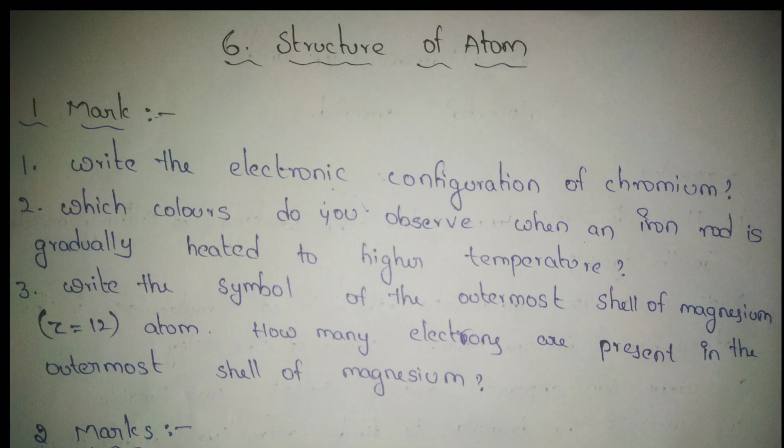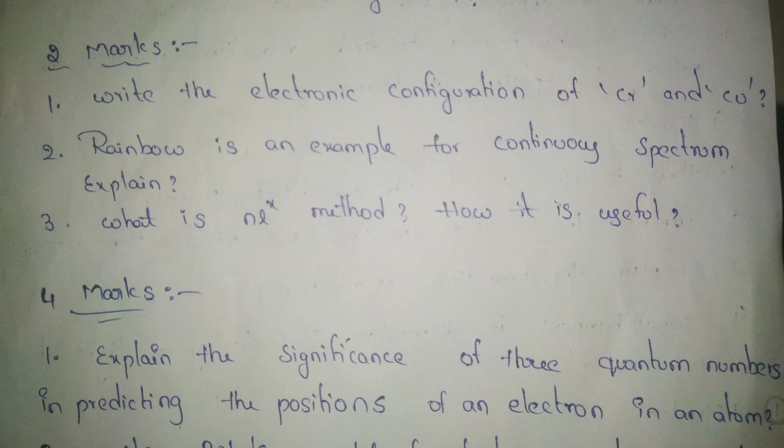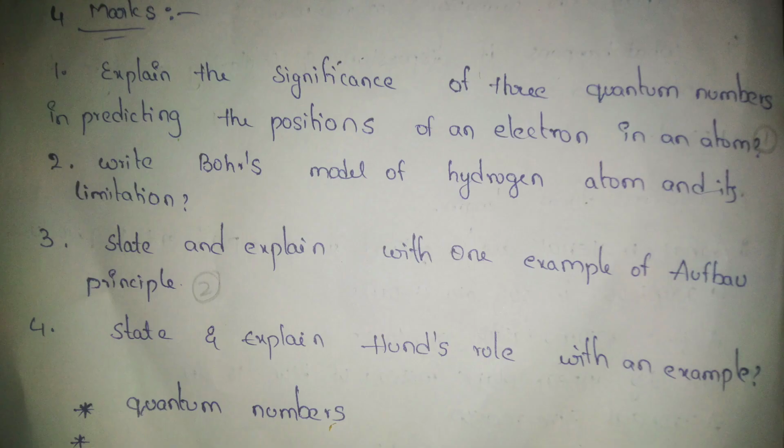Structure of atom. Write the electron configuration of chromium. Which colors do you observe when an iron rod is gradually heated to higher temperature? 2 mark questions. Write the electron configuration of Cr and Cu. Rainbow is an example of a continuous spectrum. Explain. What is an LX method? How is it useful?